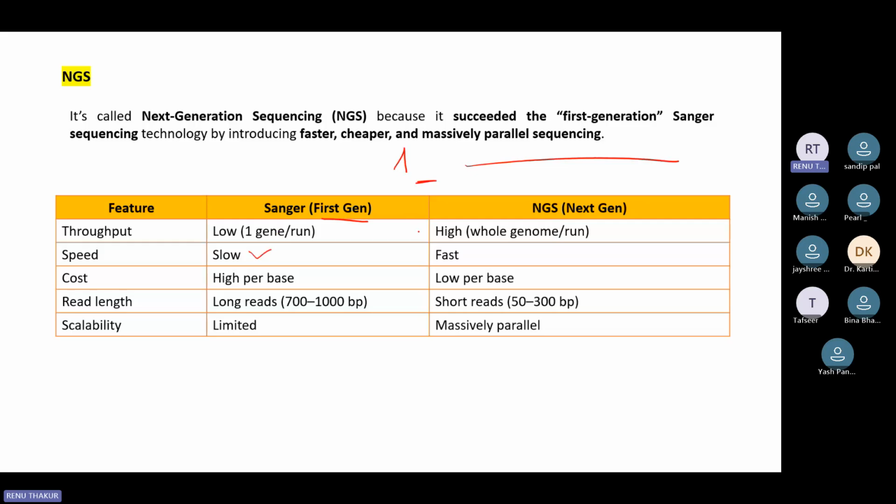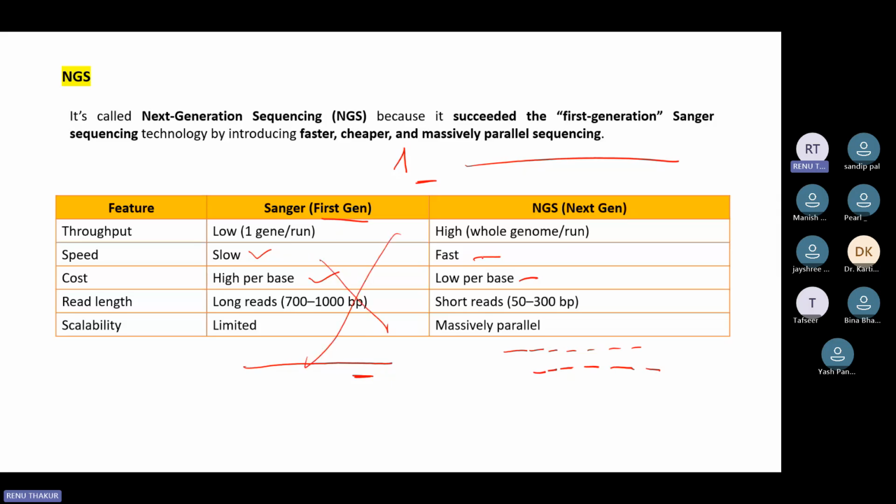We have to wait so many days to get the sequencing result, and NGS is fast. The cost is high per base for Sanger, and low per base for NGS. Read length is very long for Sanger. NGS can read short lengths, because whenever we do sequencing we get stretches like this. For Sanger sequencing, at least this much stretch is readable; if you get a shorter stretch, it is not readable by Sanger sequencing. But in NGS, even this much of a stretch can easily be read. Scalability is obviously low for Sanger because it is very costly. It is slower, and it can only do one gene per run.